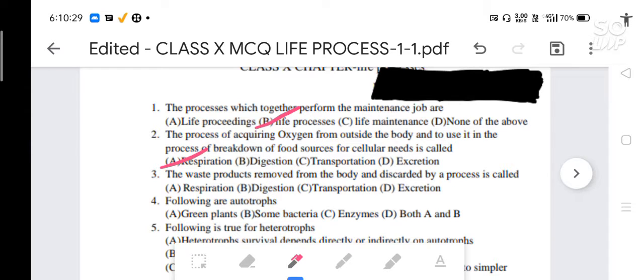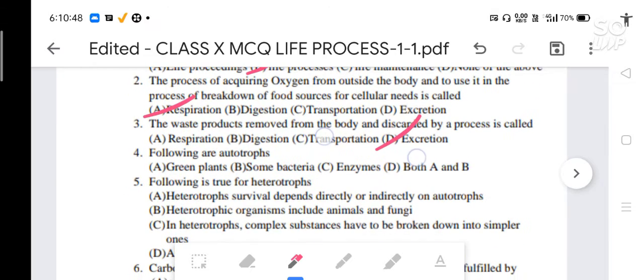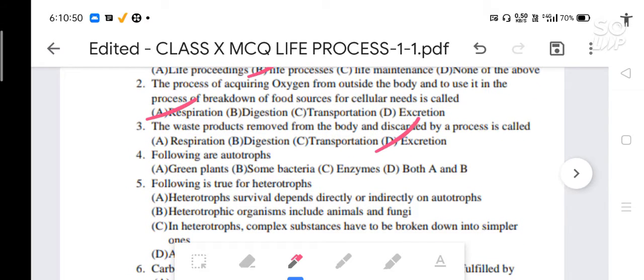Moving on to the third question: the waste product removed from the body and discarded by the process is called? Suppose we eat food and we excrete it. The process is known as excretion. So moving on to the fourth.